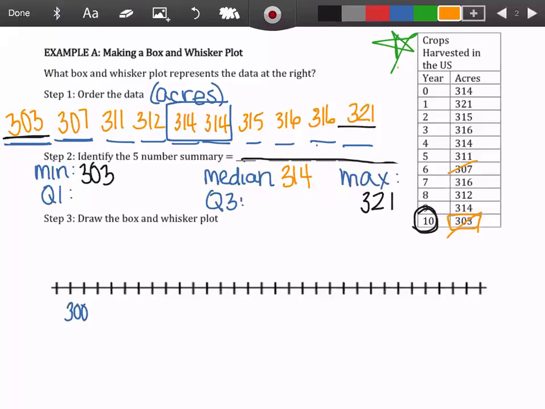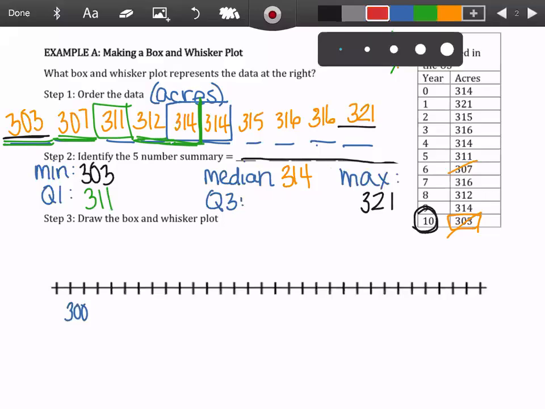And then quartile 1, and that is the median, the middle of the lower half of the data. Well, our median is right here. So that means we have to count halfway in between the bottom 5 data points. So if we count inside, we have 5 data points here. You count 1 from the left, 1 from the right, 1 from the left, 1 from the right, and you get quartile 1 to being 311.